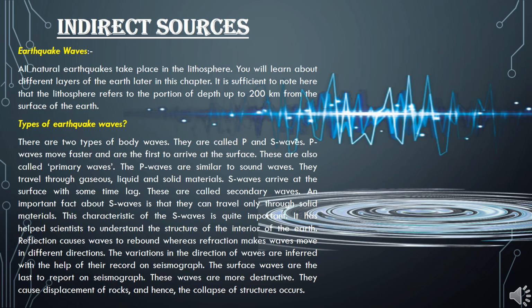Reflection causes waves to rebound, whereas refraction makes waves move in different directions. The variations in the direction of waves are inferred with the help of their record on seismograph. The surface waves are the last to report on seismograph. These waves are more destructive. They cause displacement of rocks, and hence, the collapse of structures occurs.